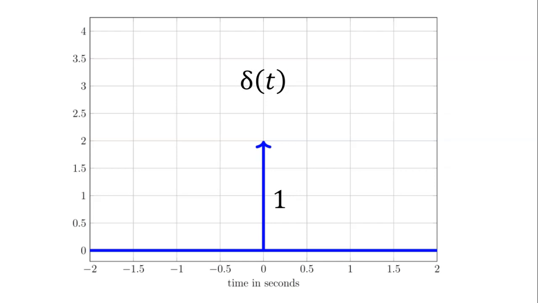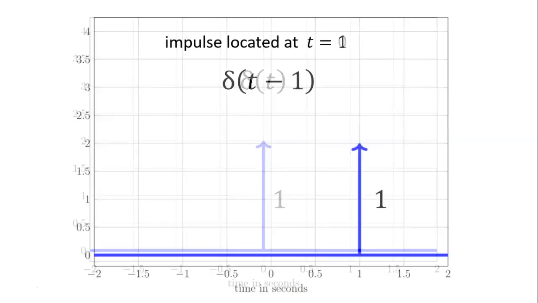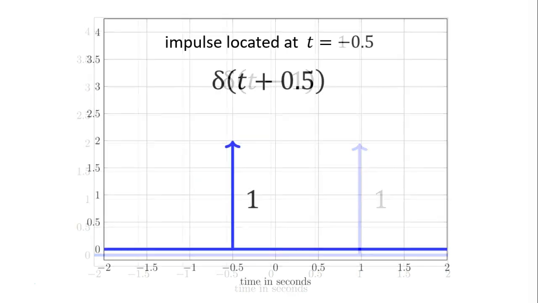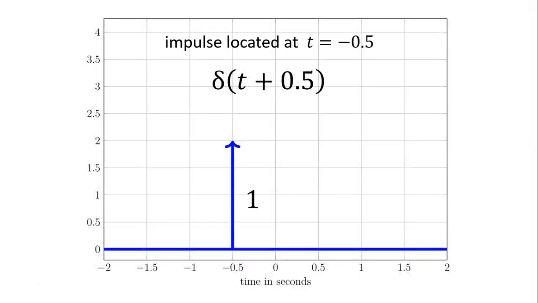Returning to delta of t, note that it is located at the value of t that makes the argument of delta go to 0. Here, for example, the value t equal to 1 makes the argument t minus 1 go to 0, so the impulse is located at t equal to 1. And here, the value t equal minus 0.5 makes the argument t plus 0.5 go to 0, so the impulse is located at t equal minus 0.5 seconds.